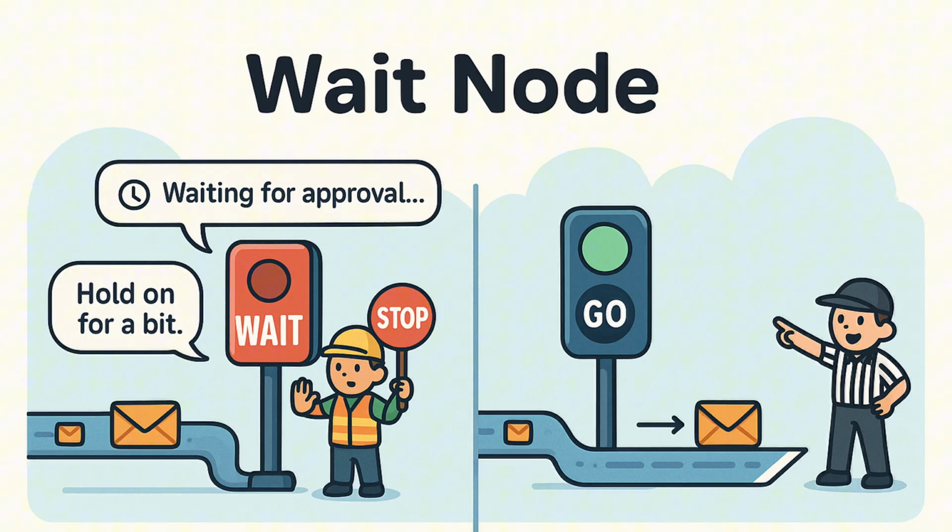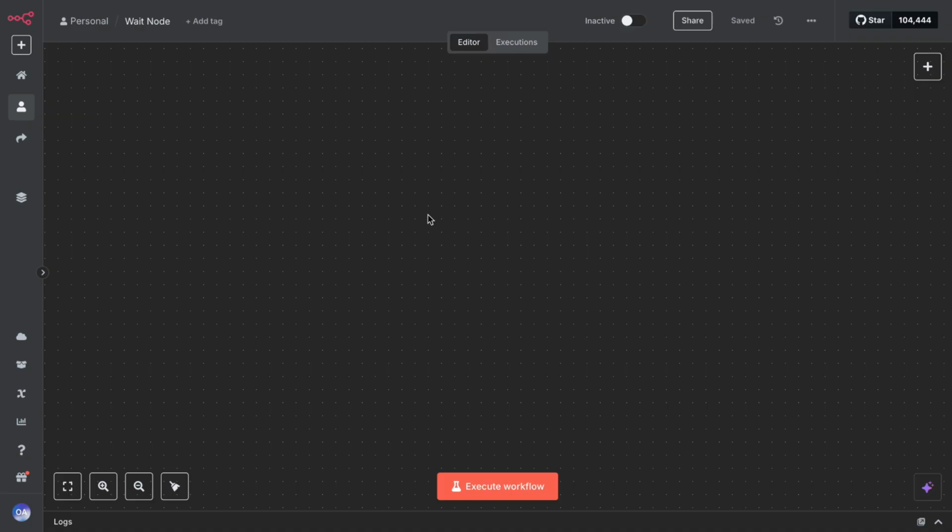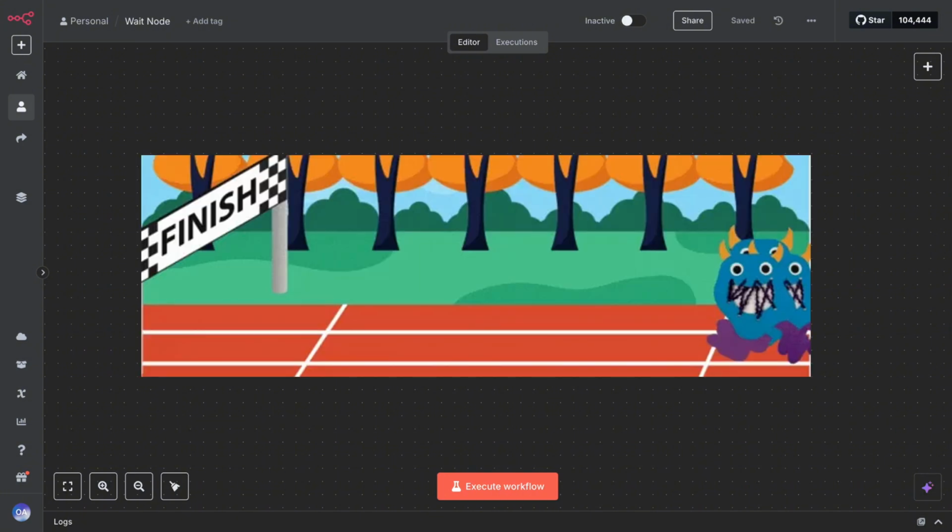In simpler terms, it's like telling your workflow, hold on for a bit, or wait until I say go. For example, maybe you want to send a follow-up email 7 days after someone signs up. A wait node can pause the workflow for 7 days before sending that email. Or you might start a process, then wait until an approval comes in using the webhook or form options before continuing. Without the wait node, workflows would normally just run instantly from start to finish.